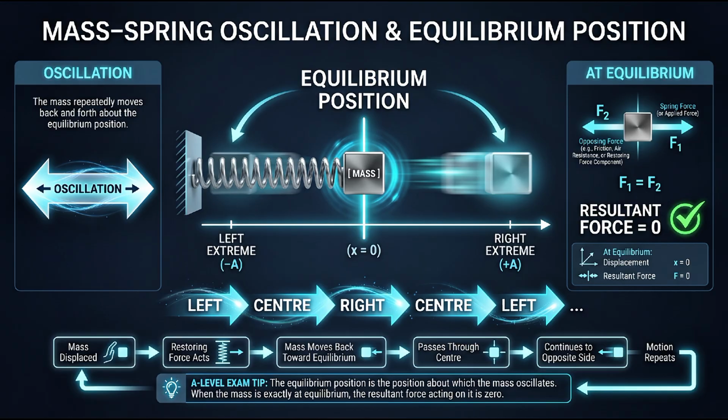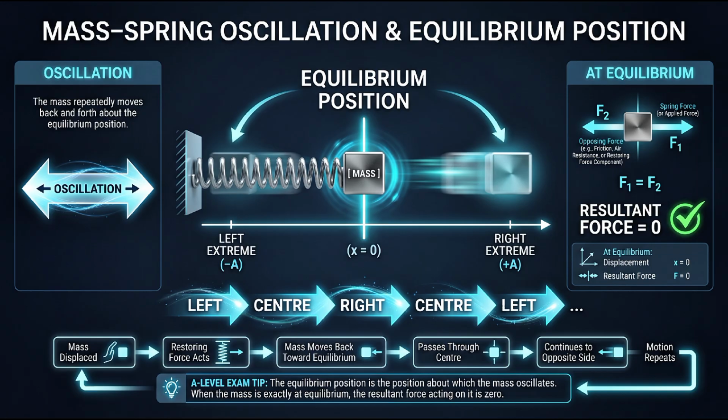A 0 resultant force at equilibrium means that the acceleration is 0 at that exact position, because Newton's second law tells us that F equals ma. If the resultant force is 0, then the acceleration is also 0. However, this does not mean that the mass must have 0 velocity at equilibrium. This is a very important point in oscillatory motion. When the mass passes through equilibrium during an oscillation, it can have a significant velocity, and in ideal simple harmonic motion, its speed is actually maximum at equilibrium. So, equilibrium means 0 resultant force and 0 acceleration at that instant, not necessarily 0 velocity.